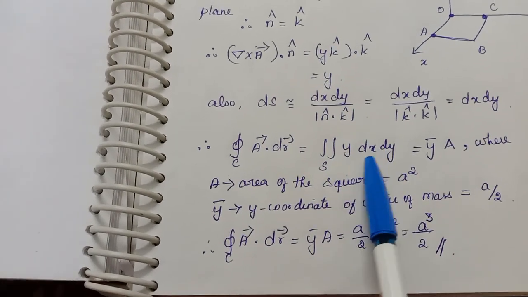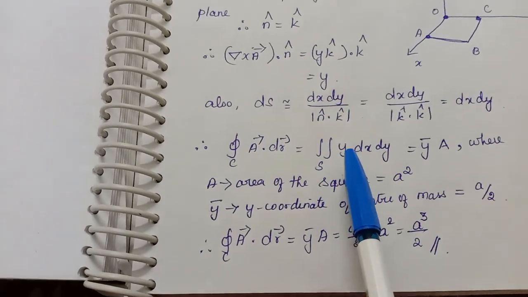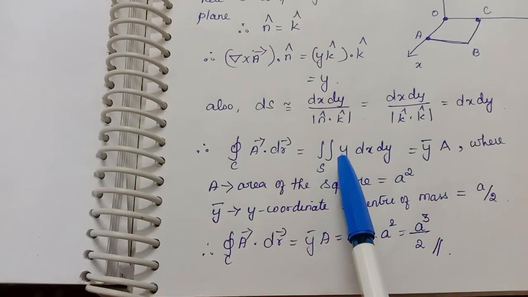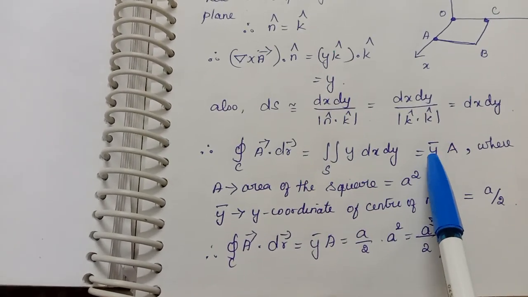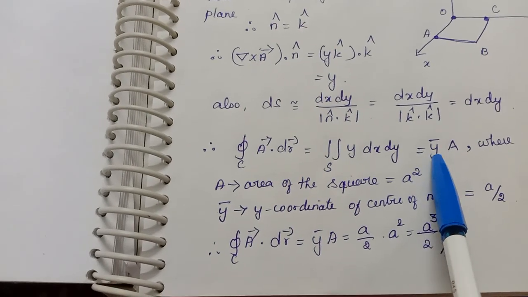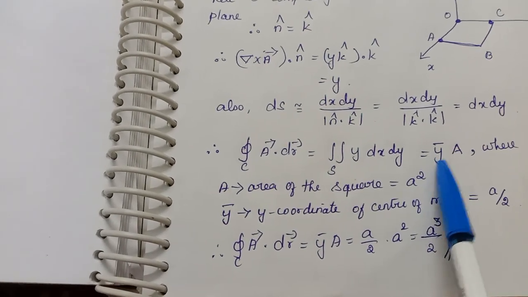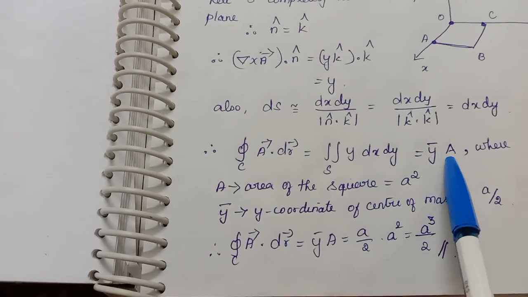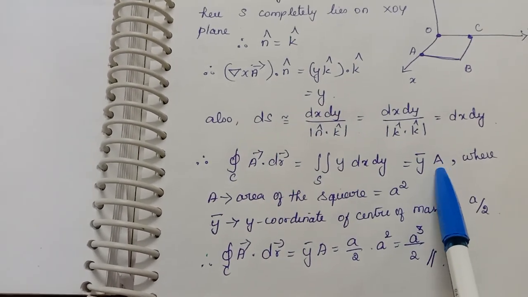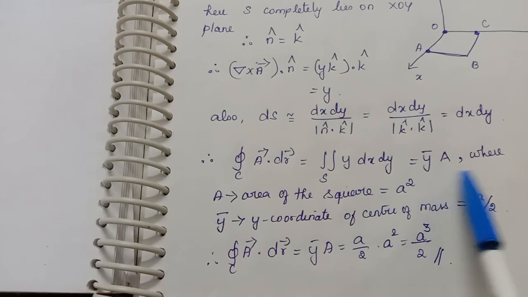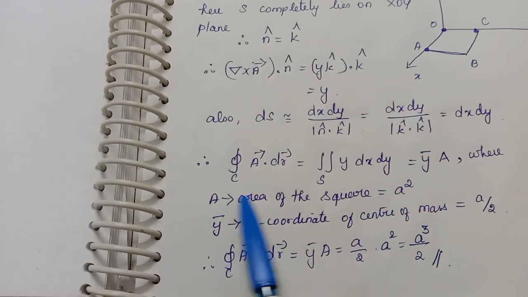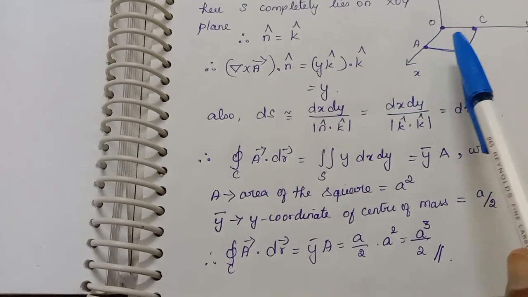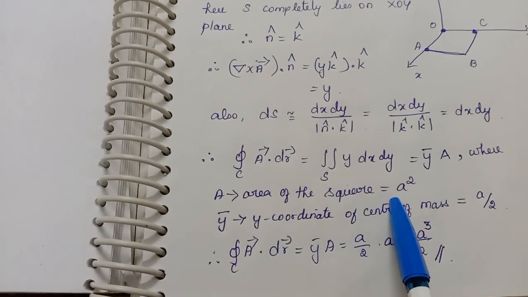So this you can do by regular integration or simply you can write this as y bar into A. What is this y bar? Y bar is the y coordinate of the center of mass of the given square. Find the center of mass and take the y coordinate, that is y bar, and A is the area of the square given here. Now the area of the square is what? A square, because each side is of length a units. So the area of the square is equal to a square.